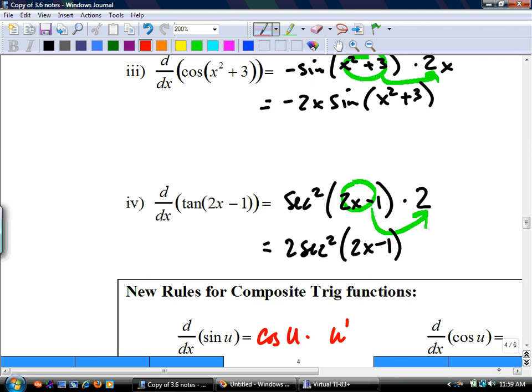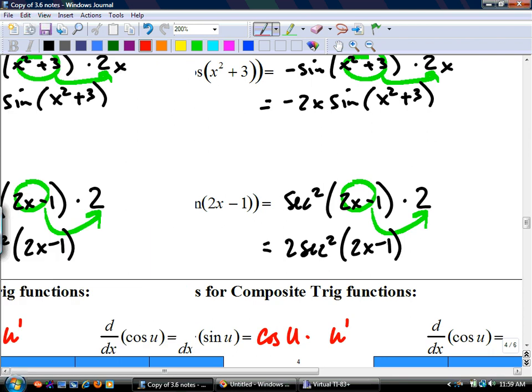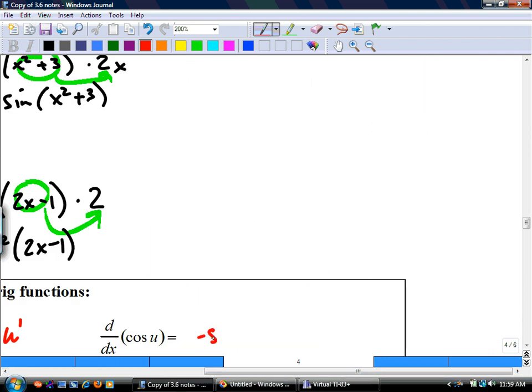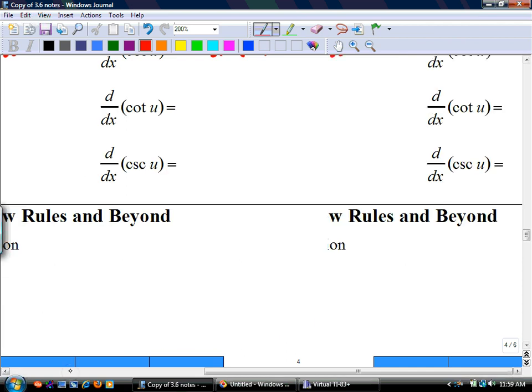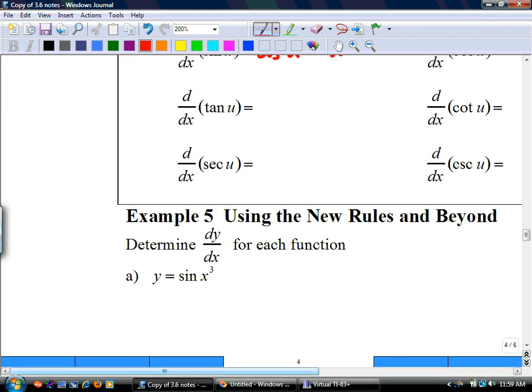So what's the one on the right going to be? Tan is secant squared u times u prime. Secant u is secant u tan u times u prime.